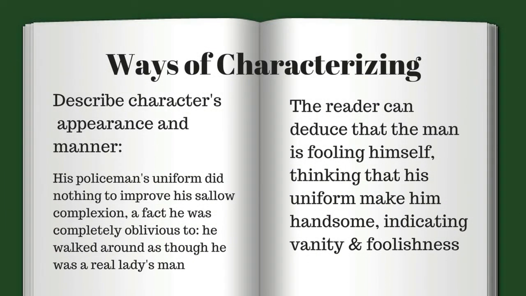We could describe a character's appearance and his manner to tell a reader what a man or woman is like. In this sentence, his policeman's uniform did nothing to improve his sallow complexion, a fact he was completely oblivious to. He walked around as though he was a real ladies' man. So the reader can imagine that this man is fooling himself. He's a little arrogant, probably not very self-assured. He thinks his uniform is helping to make him into a different person. He's quite vain and he's a little foolish.